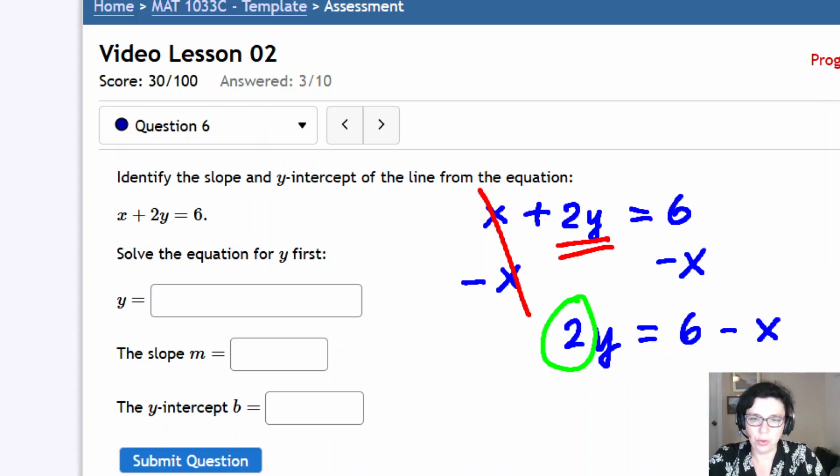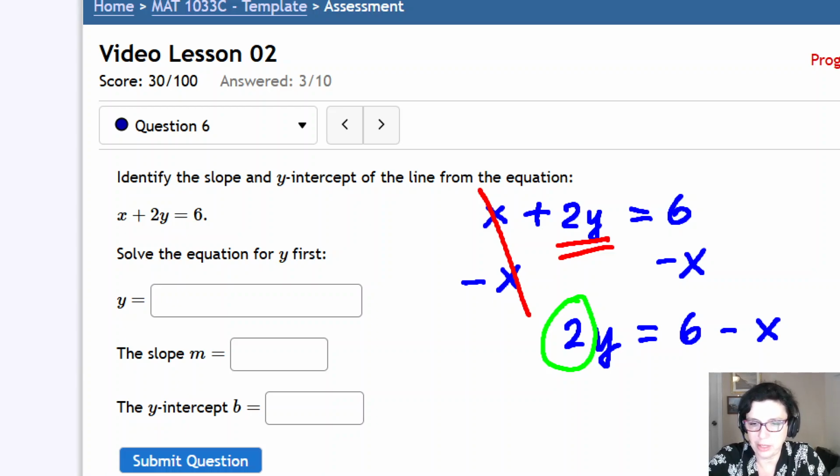Well, what we're going to do is an operation that's opposite of multiplication. Why are we multiplying here? Well, that's because it's a default operation. Between 2 and y, there's some mathematical operation. What is it? It's not a plus, it's not a subtraction. It's got to be multiplication, because that's the default operation.